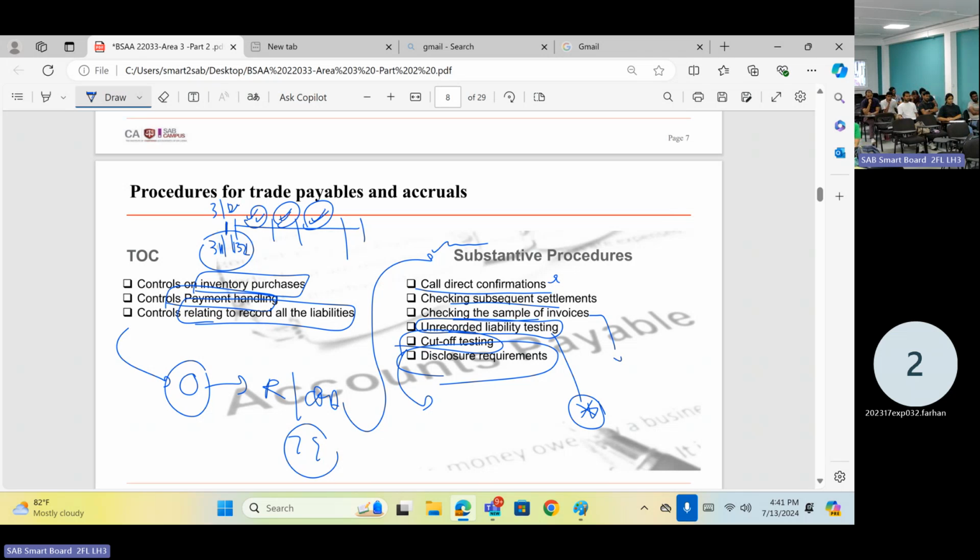This trade creditor is a financial liability. Financial liability related disclosures should be there. If there are any maturity profiles, terms and conditions, critical commitments, all those things should be disclosed. Right? So that's all about trade payables and accruals.